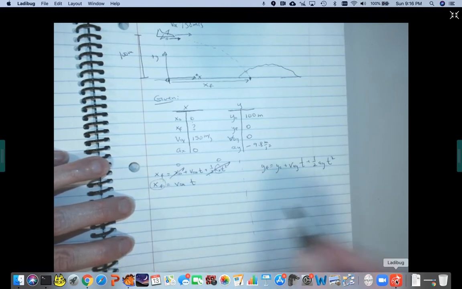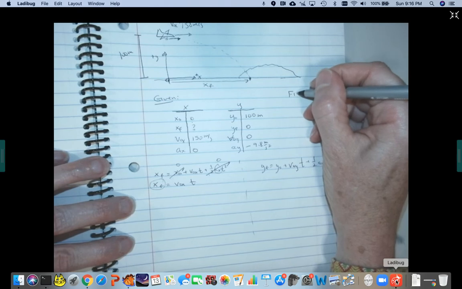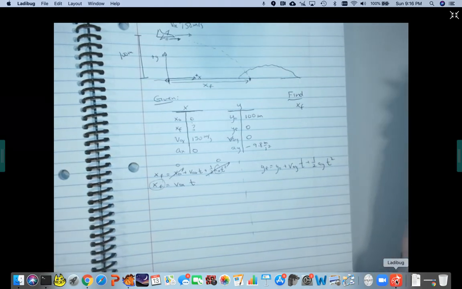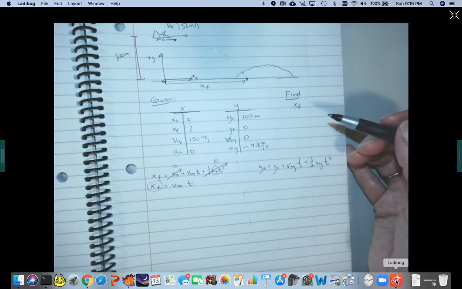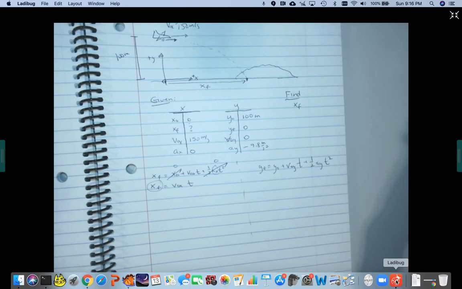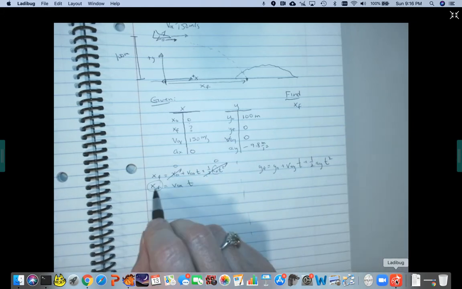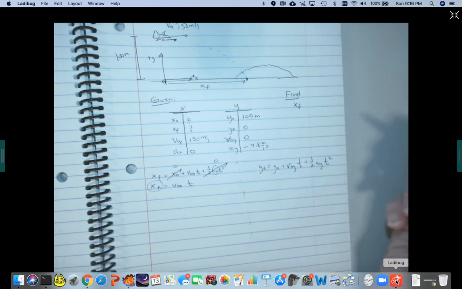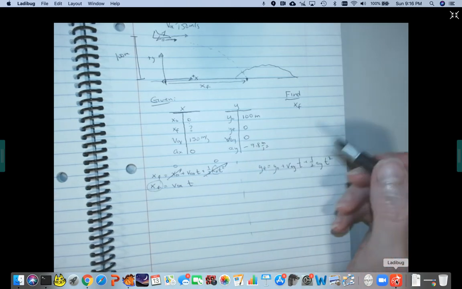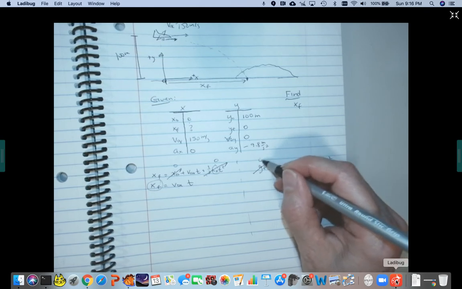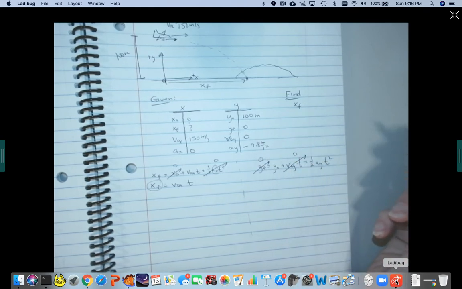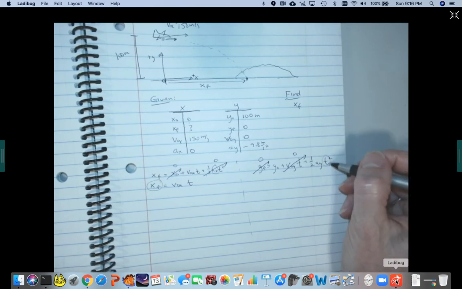This is what we're trying to find. Oh my goodness, I forgot to put that down: find x final. Or you could say it's delta x, but x initial is 0, so I just need to know what x final is. All right, so that's what I want to find. I know my initial velocity and I don't know t, but my y equation can help me with time. Let's get rid of everything that is 0 here. y final will be 0, and my initial y velocity is 0, which always makes life easier.